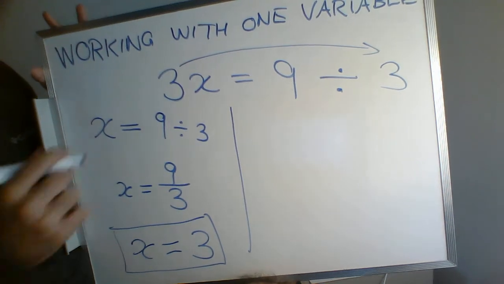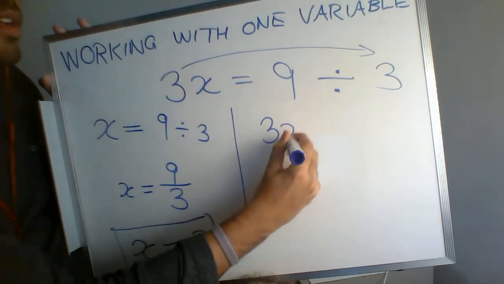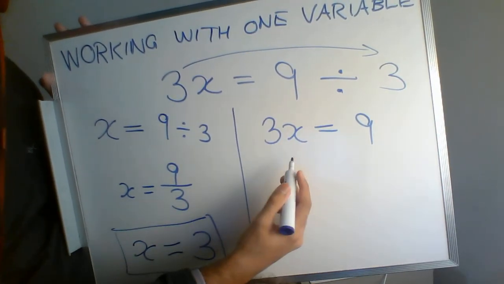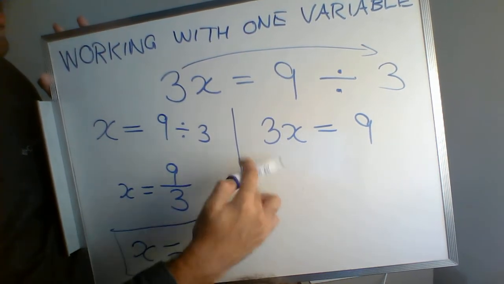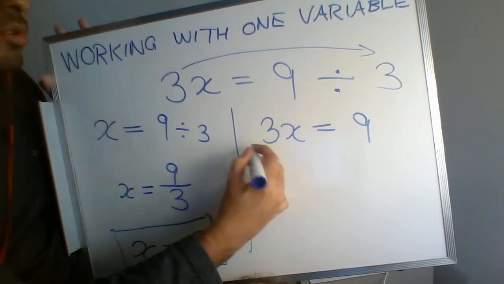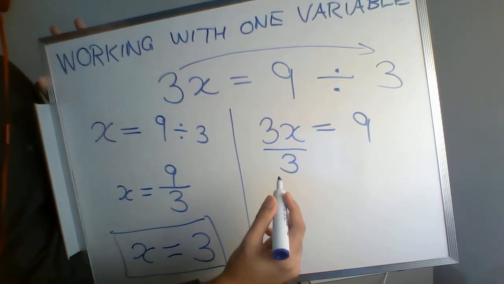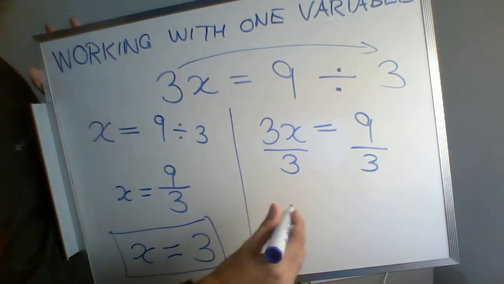The other way you can think about it, it'll get you the same answer, is that we've got 3x is equal to 9, but I don't want 3x, I want just 1x. I don't want 3 times the number of apples, I want just the number of apples. So to get rid of this 3, I'm going to divide by 3 on this side, but if I'm dividing by 3 on this side, I also need to divide by 3 on that side.